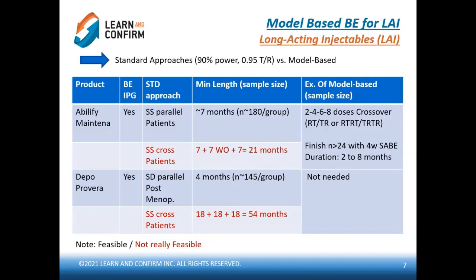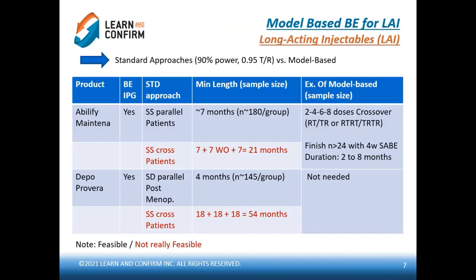What is nice with this product is that you can administer it in postmenopausal women. So you can do a single dose parallel study design in postmenopausal women and follow concentrations for 4 months, having for example, 145 people finishing per group to have 90% power. So that study is actually feasible. And so you would not need a model-based approach for this product because it's feasible. But if you would want to do a crossover design in patients, then actually that study would not be feasible.